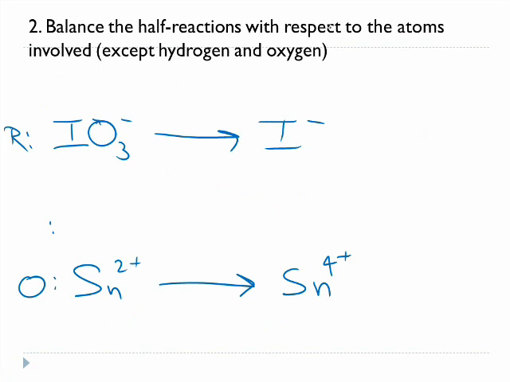So now we balance the half reactions with respect to the atoms involved, except hydrogen and oxygen. Well, the iodine here is balanced and the tin here is balanced. Well, those are already balanced, so we don't have to balance those at all. So we'll go on to step 3.